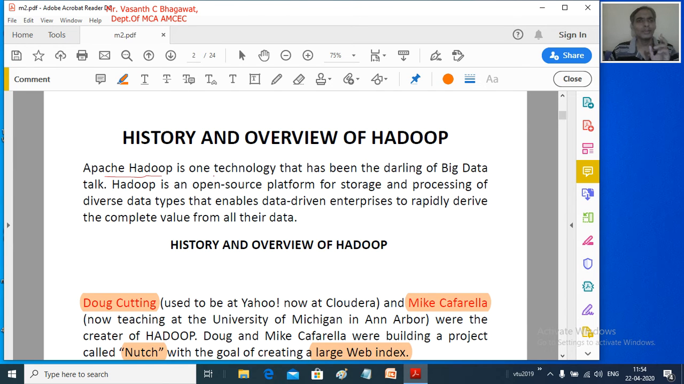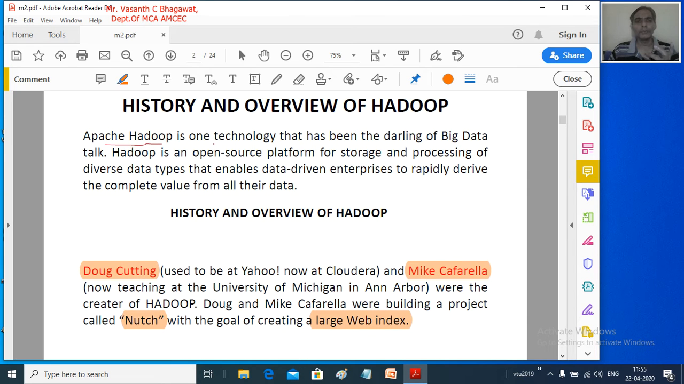Now Hadoop is nothing but, let me select the highlighter here. Hadoop. So Hadoop is an open source technology, generally built in a distributed environment, so that we can store a huge amount of data and process the big data.